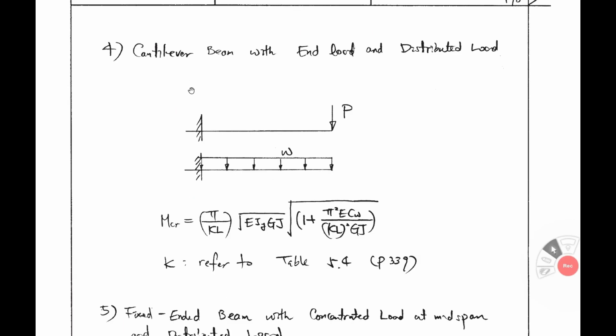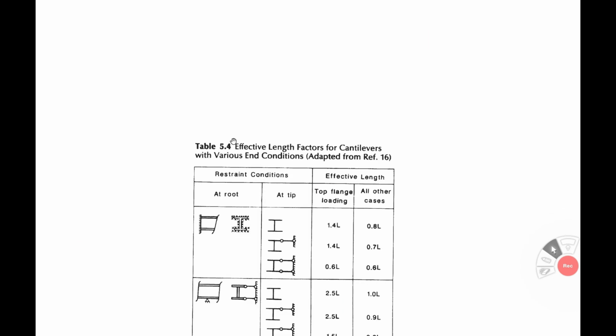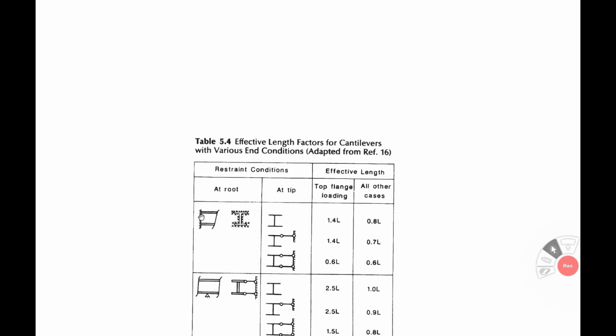If you look at the cantilever beam with end load and distributed load, you see this is a cantilever beam. This one is the end concentric load. This is the distributed load, okay? You have load at the span. In that case, your MCR can be written like that. But the K value here can be obtained from table 5.4. 5.4 is this one. Left hand side is fixed. Right hand side is a free end.